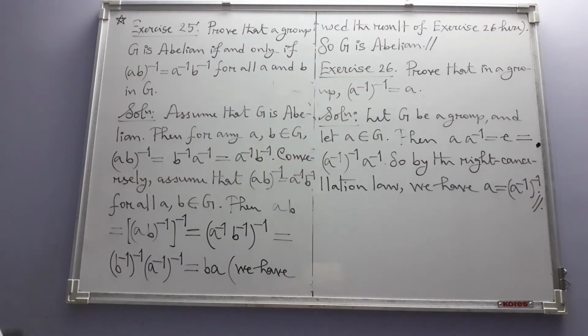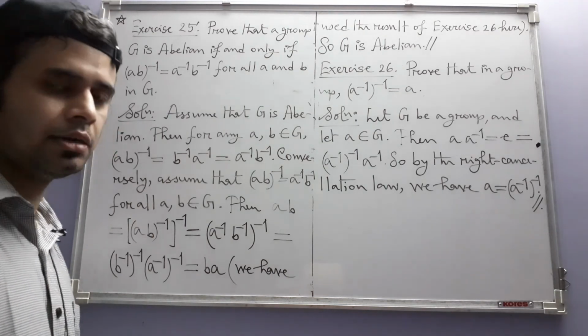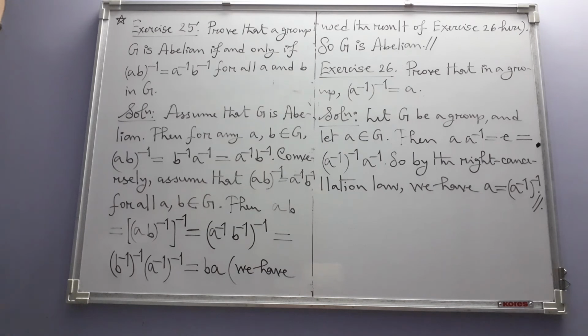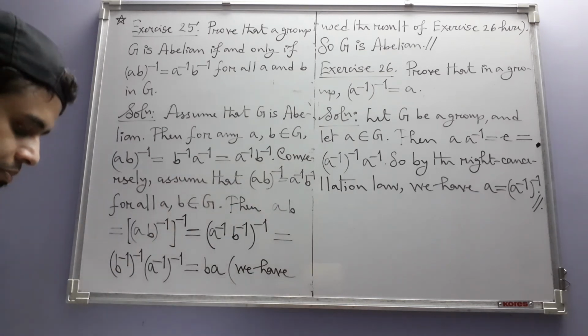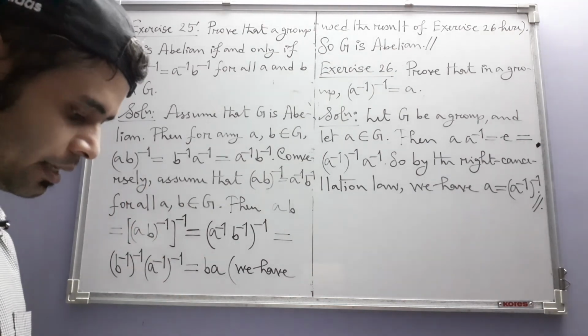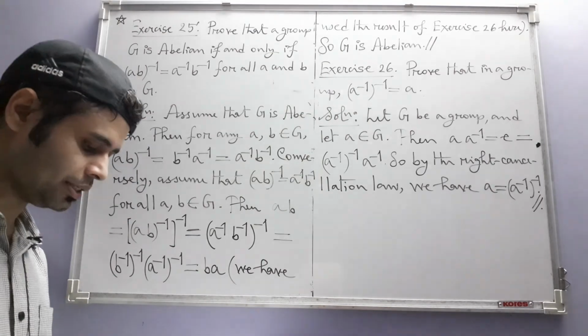So if you take the inverse of any element in a group, you get the element back. So if you keep on taking inverses, you won't get very far. You will maybe get another element, and after that you will come back to the original element. So let us stop the exercises here. The others will be solved in the coming videos.